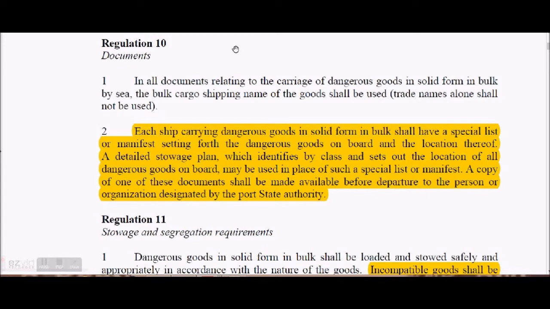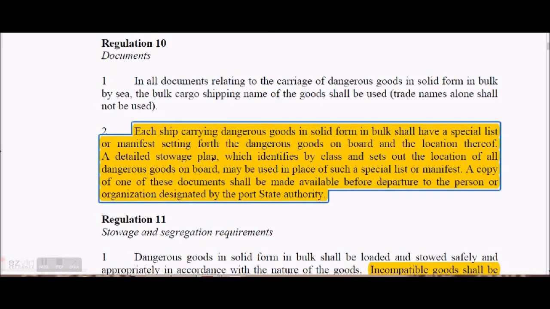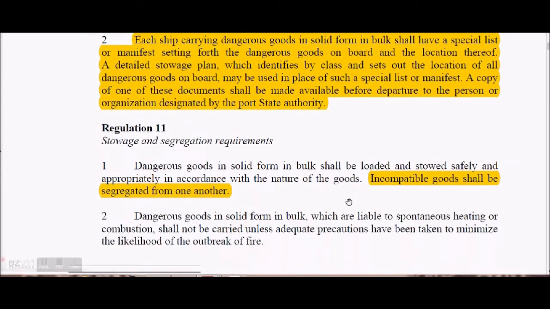Regulation 10, documentation. So what documentation? Each ship carrying dangerous goods in solid form in bulk shall have a special list or manifest setting forth the dangerous goods on board and the location thereof, or a detailed stowage plan which identifies by class and sets out the location of all the dangerous goods. A copy of one of these documents shall be made available before departure to the person or organization designated by the port state authority. Then stowage and segregation requirements: incompatible dangerous goods shall be segregated from one another. Okay.